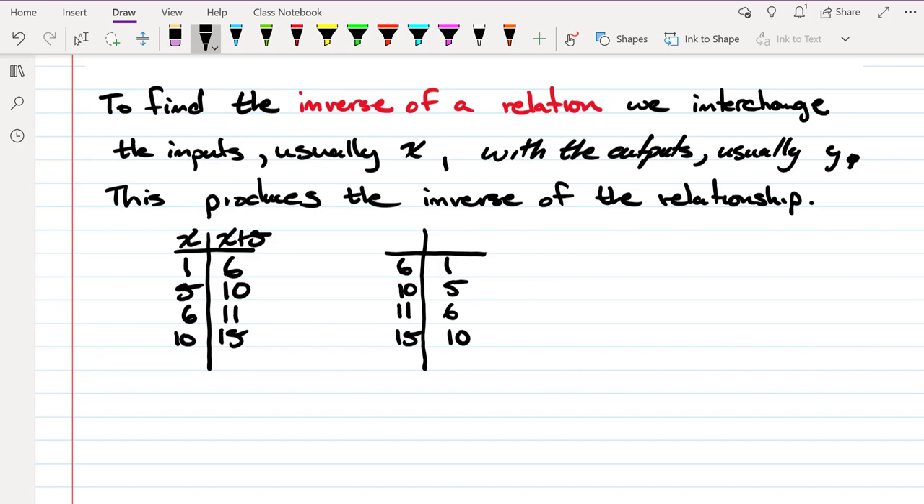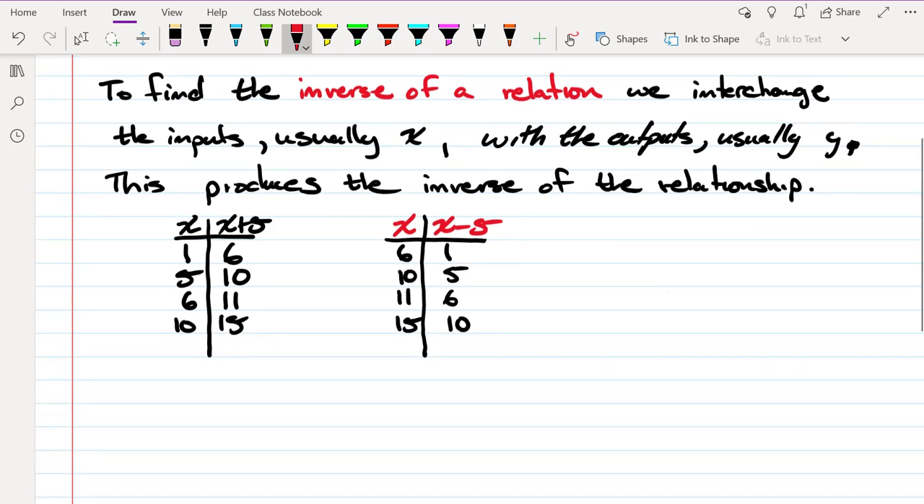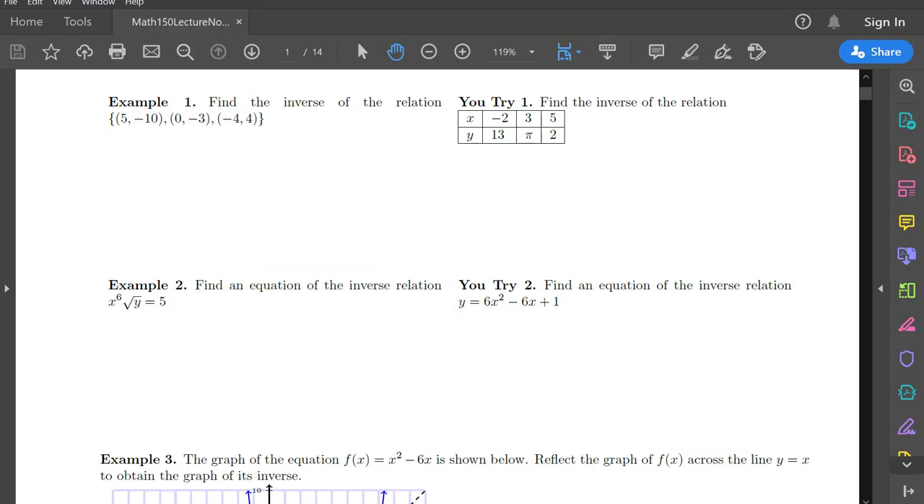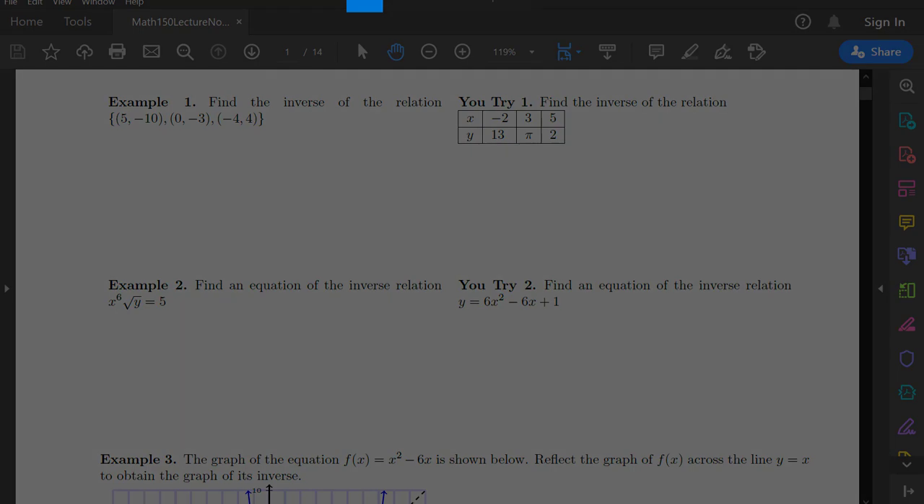And something we know is the inverse of adding 5 is to subtract 5, and let's check. If we look at our first column, 6 take away 5 is indeed 1, 10 take away 5 is 5, 11 take away 5 is 6, and 15 take away 5 is 10. So this is an example of what we're going to be doing in general.